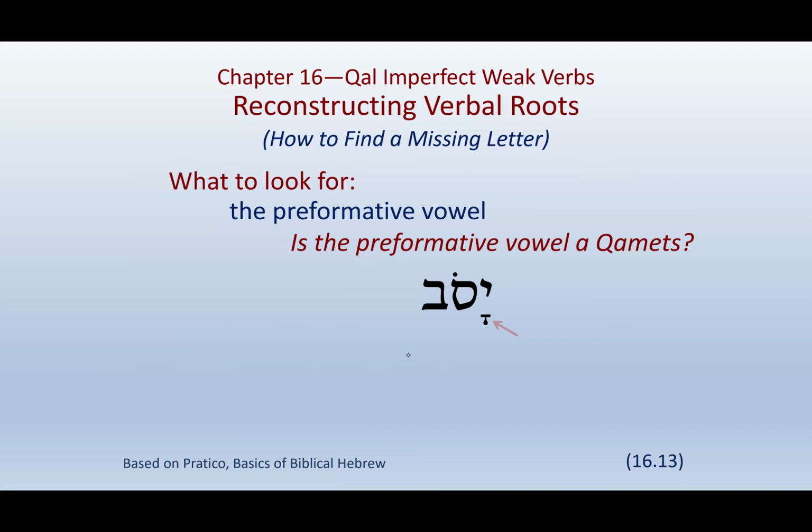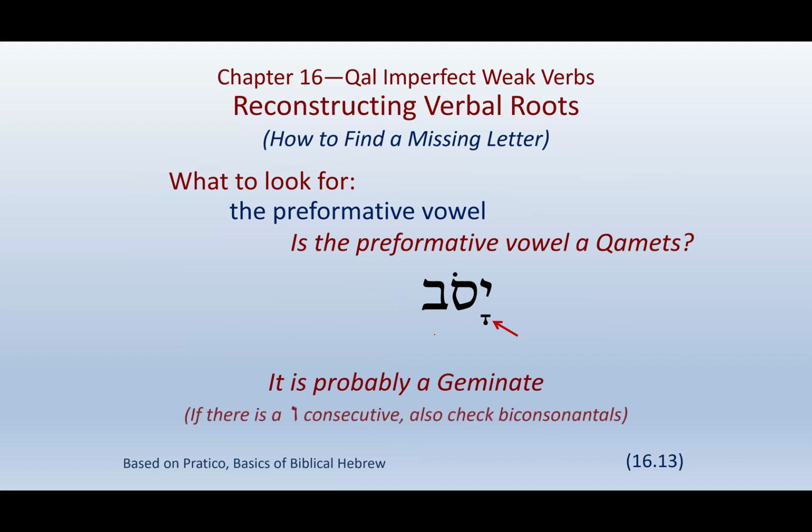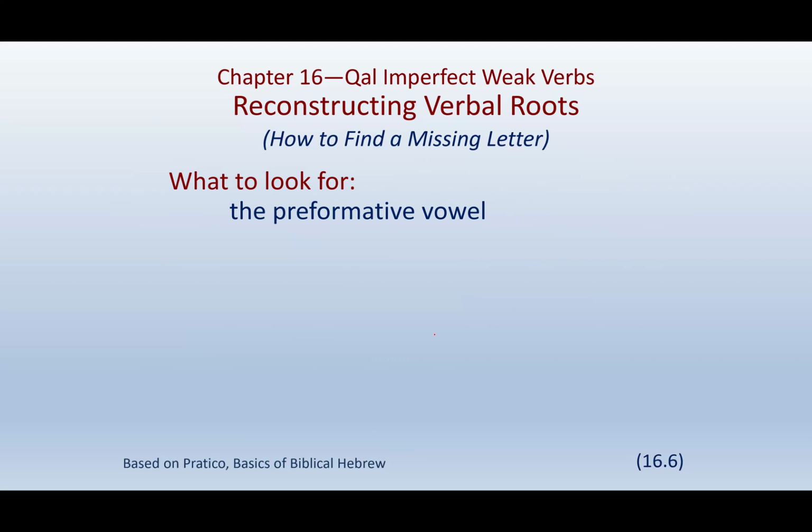So is it a qamets? Yes, it is. It's probably a geminate, and it is, because the other missing letter here would be another bet. And then we can see savav right there. So that's something to look for. Look for the qamets. Might be a geminate. If there's a verb consecutive, which we'll study in the next chapter, you can also check by consonantals. We'll talk more about that later.